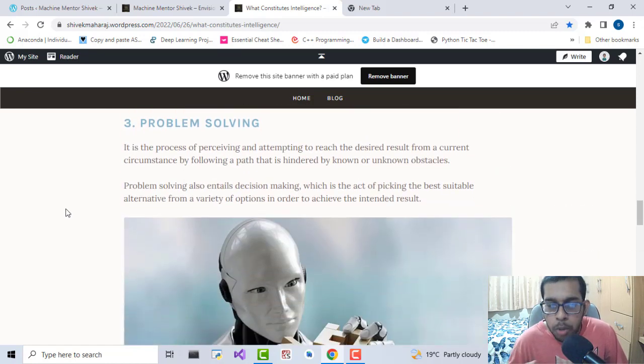Number 3. Problem solving. It is the process of perceiving and attempting to reach the desired result from a current circumstance by following a path that is hindered by known or unknown obstacles. Problem solving also entails decision making, which is the act of picking the best suitable alternative from a variety of options in order to achieve the intended result.